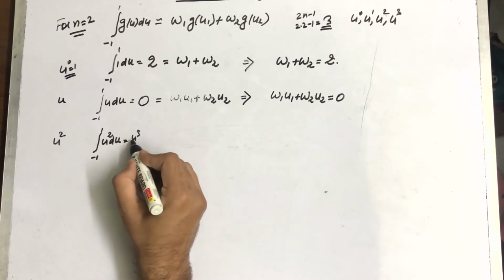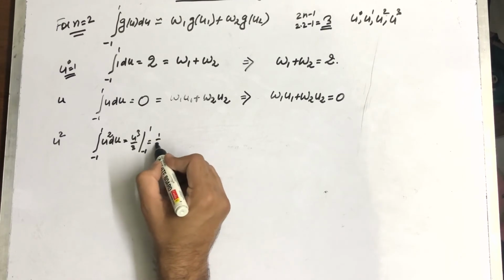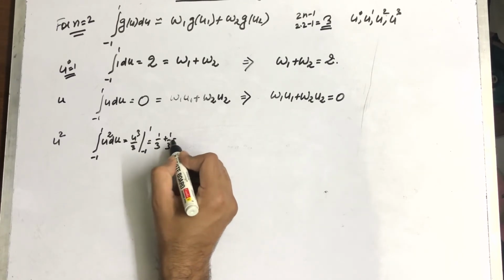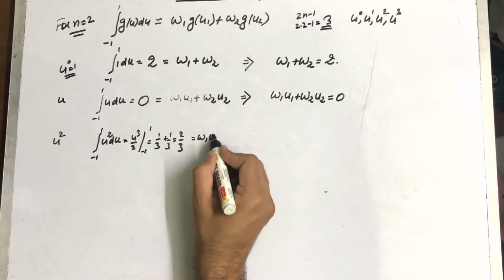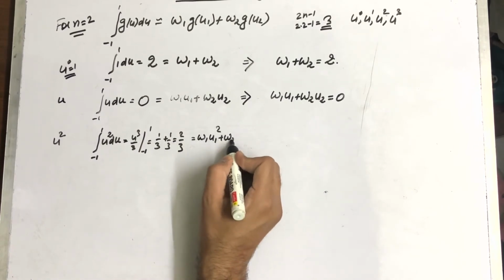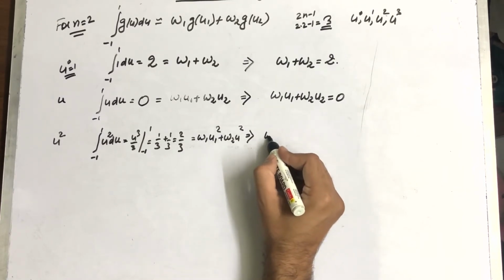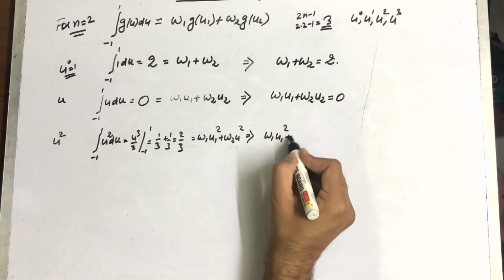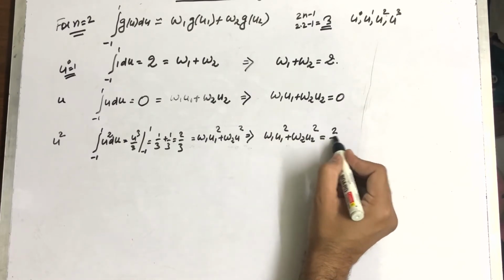And integrating u cube by 3 from minus 1 to 1, this is 1 by 3 plus 1 by 3, that is 2 by 3. And this is equal to w1 u1 square plus w2 u2 square. So the equation becomes w1 u1 square plus w2 u2 square is equal to 2 by 3.